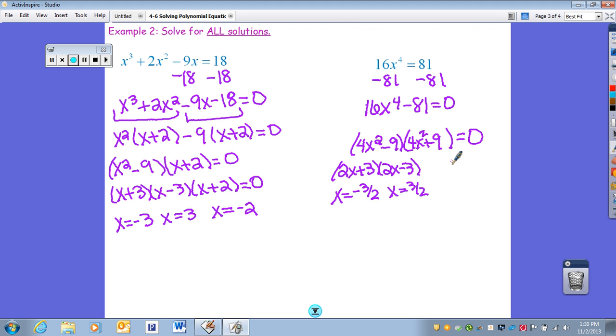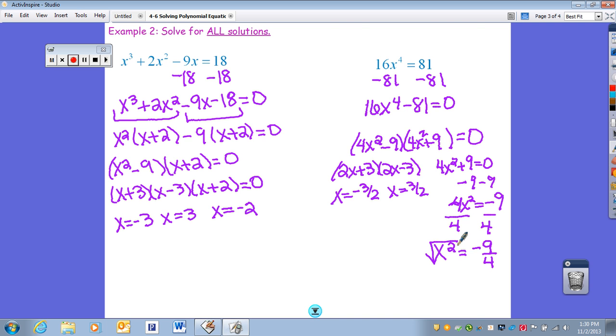So we could use the quadratic formula if we like, or what we could do is simply solve it by taking the square root. So we have 4x squared plus 9 is equal to 0. We can subtract 9 from both sides. We have 4x squared is equal to negative 9, and we can divide both sides by 4. So we have x squared is equal to, leaving it as a fraction, negative 9 over 4.